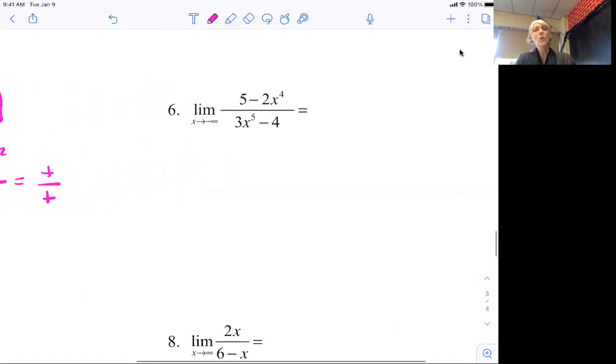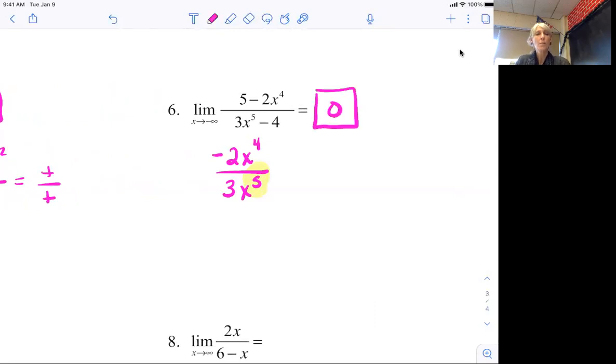The limit as x goes to negative infinity, highest power, the term with the highest power in the denominator. Bottom heavy, right? So it doesn't matter whether I'm going to positive or negative infinity, my answer is going to be 0 because I'm dividing by a bigger number in the denominator.